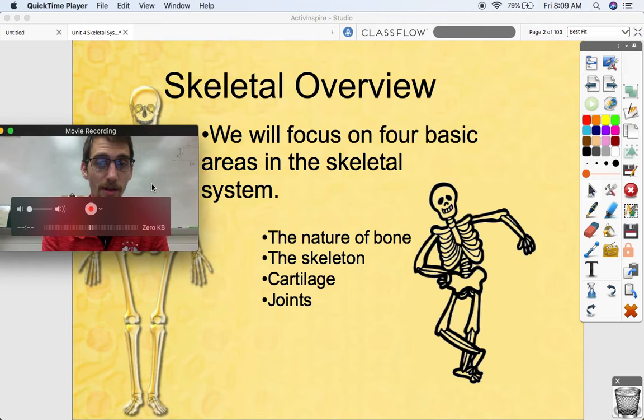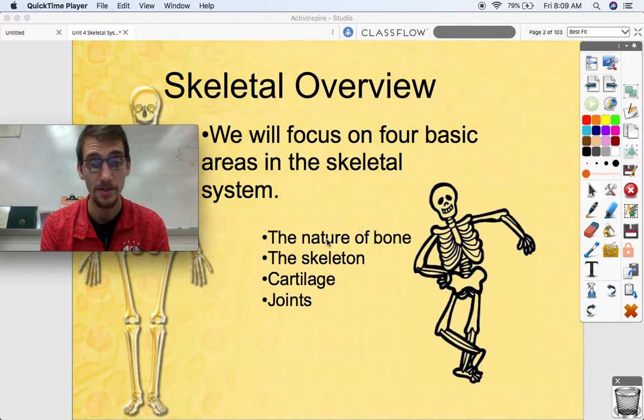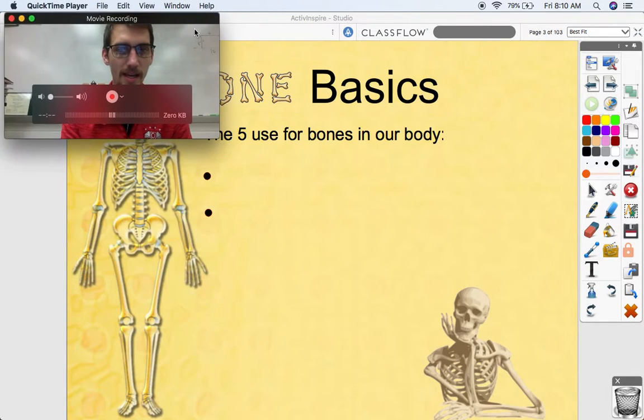This is going to be a big unit. So as I was just saying, we're going to focus on four basic areas in the skeletal system. Talk about the nature of bone. That includes cells and tissues. We're going to talk about the skeleton itself. Then we'll discuss a little bit of cartilage, and at the end of all of this, we will talk about the kinds of joints that allow for the very precise motions in your body. The conjunction of muscle and bone and various types of connective tissue and cartilage that allow for precise motions. All right, but first let's get into the basics.